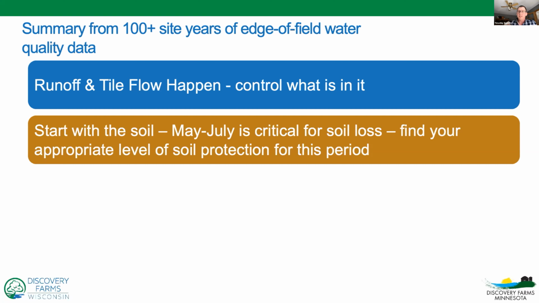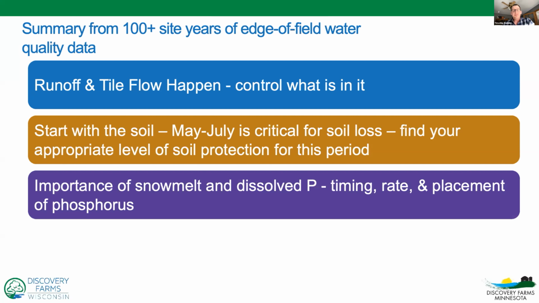If we can protect our soils during that time period before our crops canopy, we're really going to limit the level of soil loss that we observe in our fields. However, depending on your location, your landscape, your climate, the level of protection is going to be different. So the level of protection for soil loss in terms of runoff water that we see in Northwest Minnesota is going to be different than it is in Southeast Minnesota.